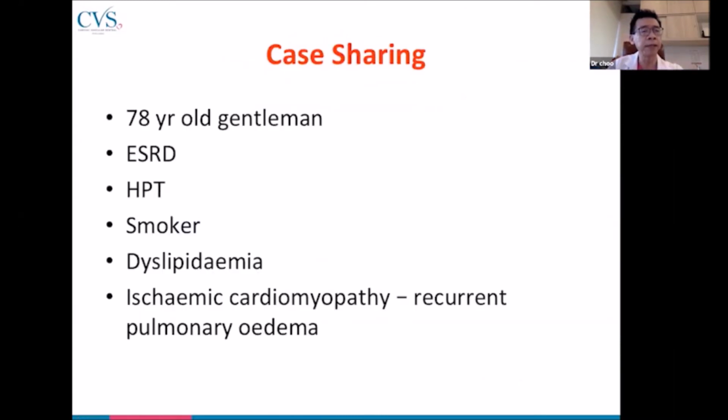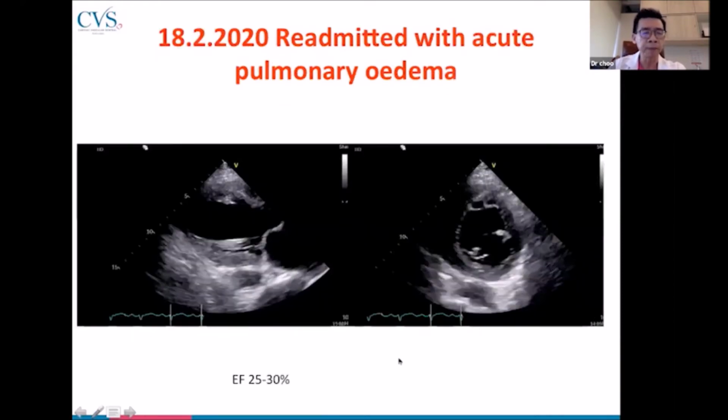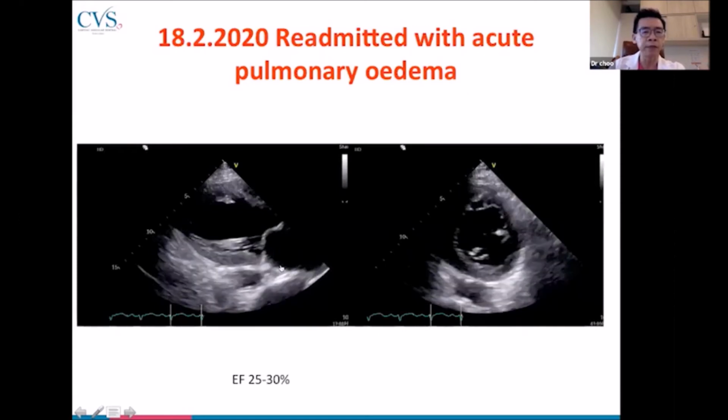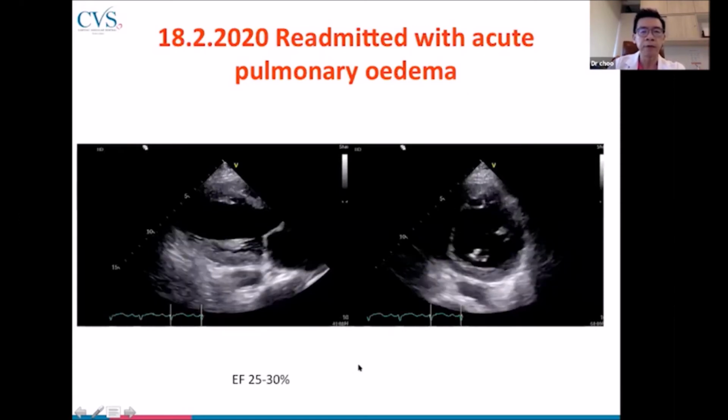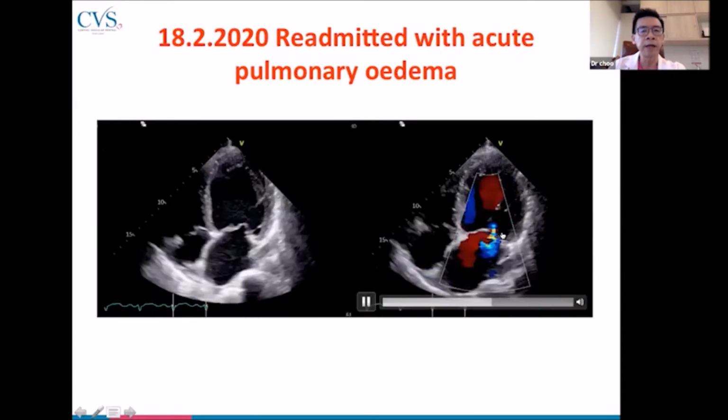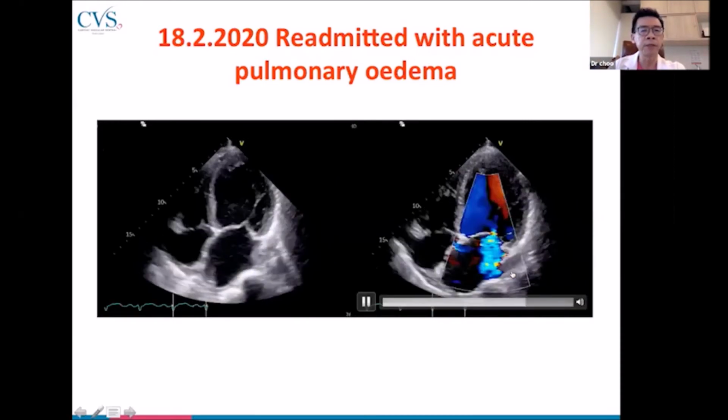Quickly, I'll just share one case of a gentleman, 78 years old, with multivessel disease, end-stage renal failure, recurrent admissions for heart failure, ischemic cardiomyopathy. This was his echo in February. He was admitted at the time with acute pulmonary edema. Look at the ejection fraction, really, really poor, 25 to 30%. And you see the dilatation of the LV, moderate mitral regurgitation.